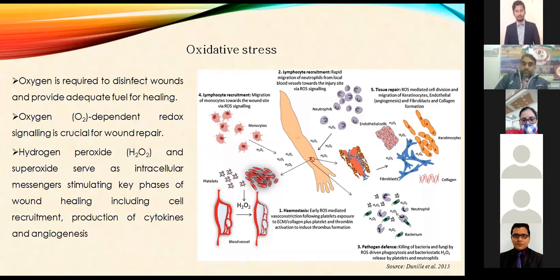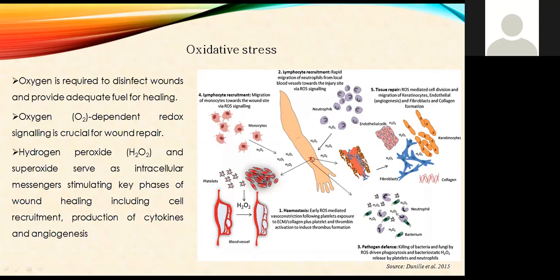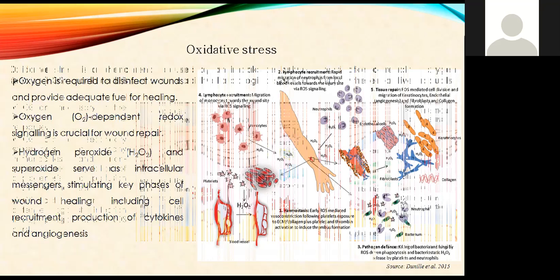In this figure, we can also see that H2O2 is important for all the phases of wound healing, like hemostasis, neutrophil migration, pathogen defense, lymphocyte recruitment, and, at the last phase, tissue repair. The next slide.